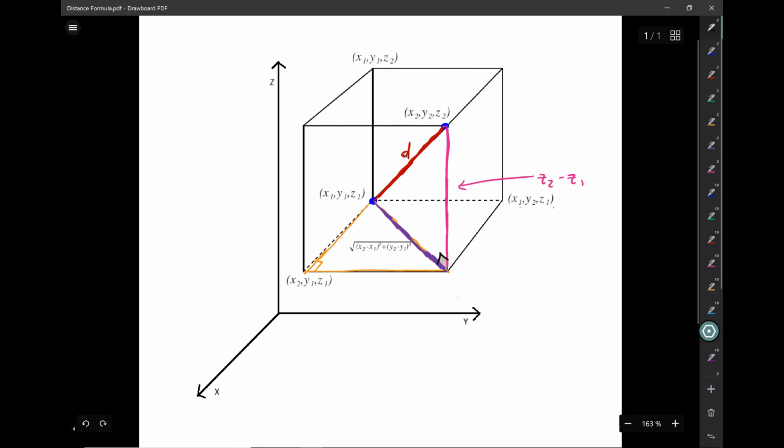So we can again use the idea of the Pythagorean theorem. We have this side squared, plus this side squared, would equal this side squared, and there is our distance formula. I'll go ahead and write that out. The distance squared would be x2 minus x1 squared plus y2 minus y1 squared, plus this side squared, z2 minus z1 squared.